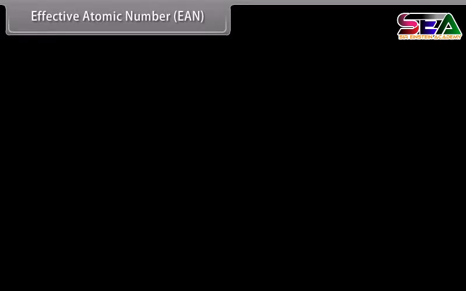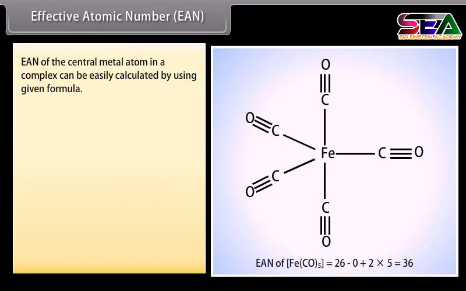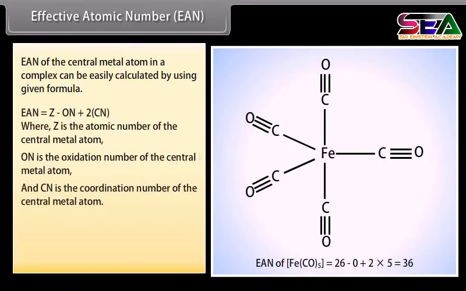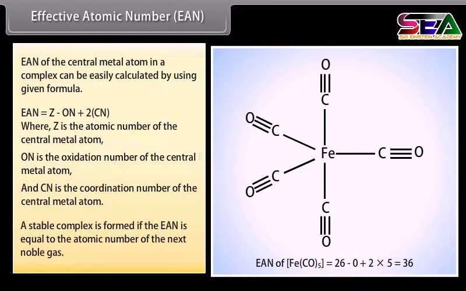Effective atomic number, EAN. Effective atomic number of the central metal atom in a complex can be easily calculated by using the given formula. EAN is equal to Z minus ON plus 2CN, where Z is the atomic number of the central metal atom, ON is the oxidation number of the central metal atom, and CN is the coordination number of the central metal atom. A stable complex is formed if the EAN is equal to the atomic number of the next noble gas. For example, EAN of Fe(CO)5 is equal to 26 minus 0 plus 2 into 5, is equal to 36.